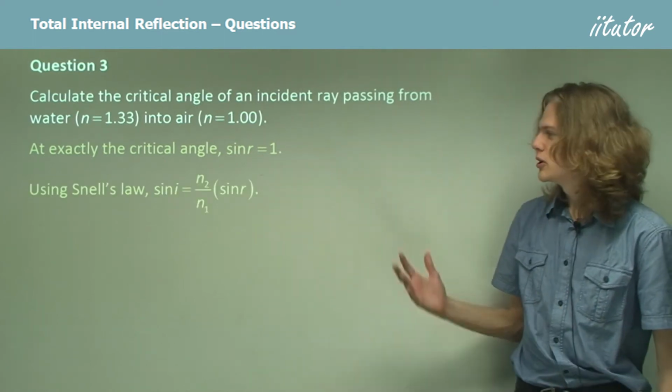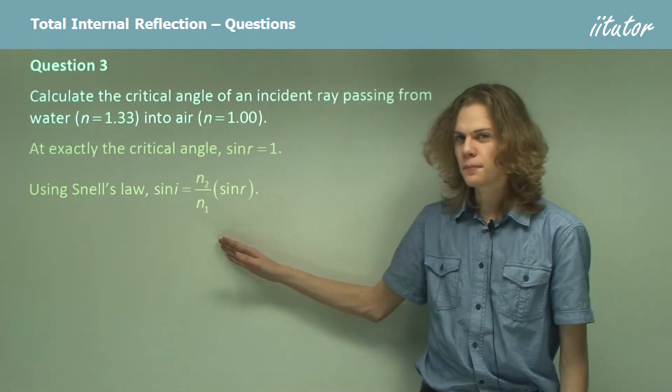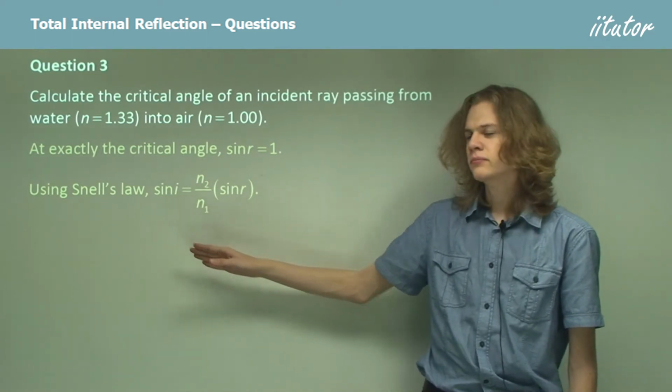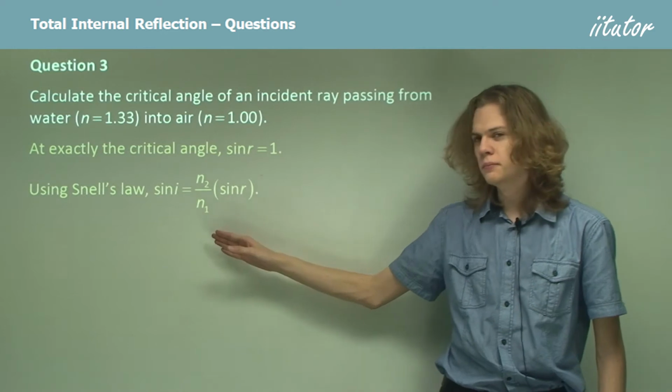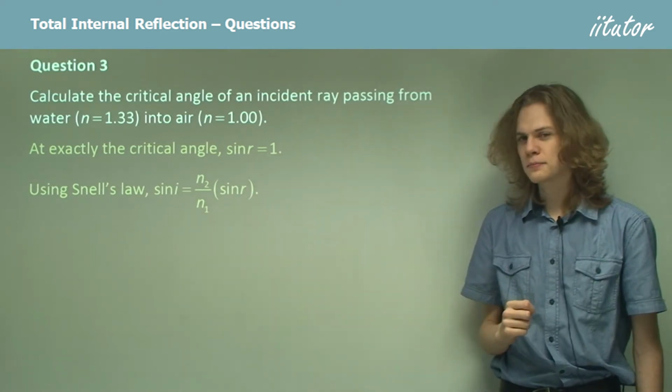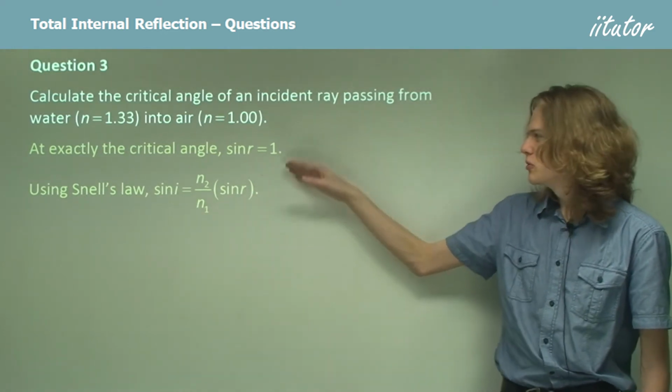Using Snell's law and rearranging a bit, we end up with this equation here. The sine of the angle of incidence equals n2 over n1, times the sine of the angle of refraction, which, as you can recall, we've just set to 1.